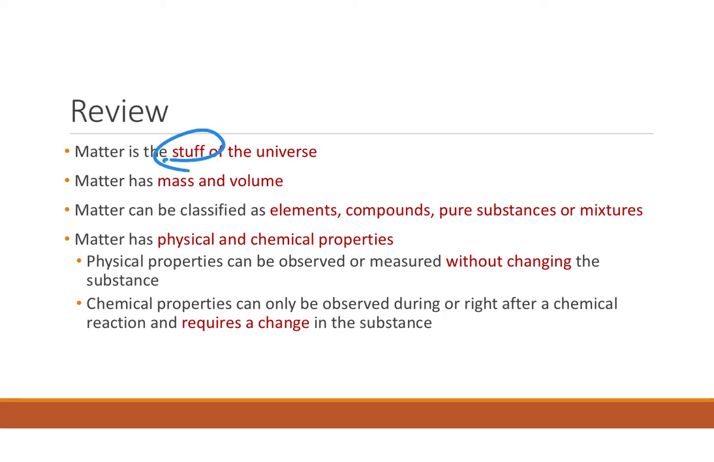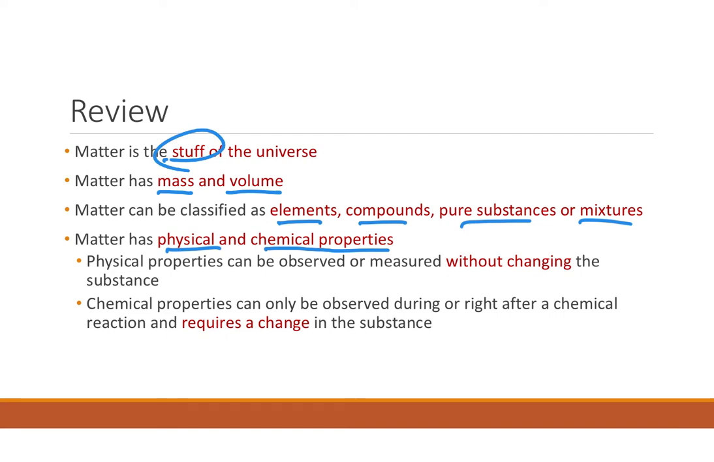Matter is defined as anything that has mass and volume. It has some amount of stuff in it that can be weighed, and it takes up a certain amount of space. We can classify matter as an element, a compound, or as a pure substance or a mixture. And matter has both physical and chemical properties, and that's going to be the focus of this video.